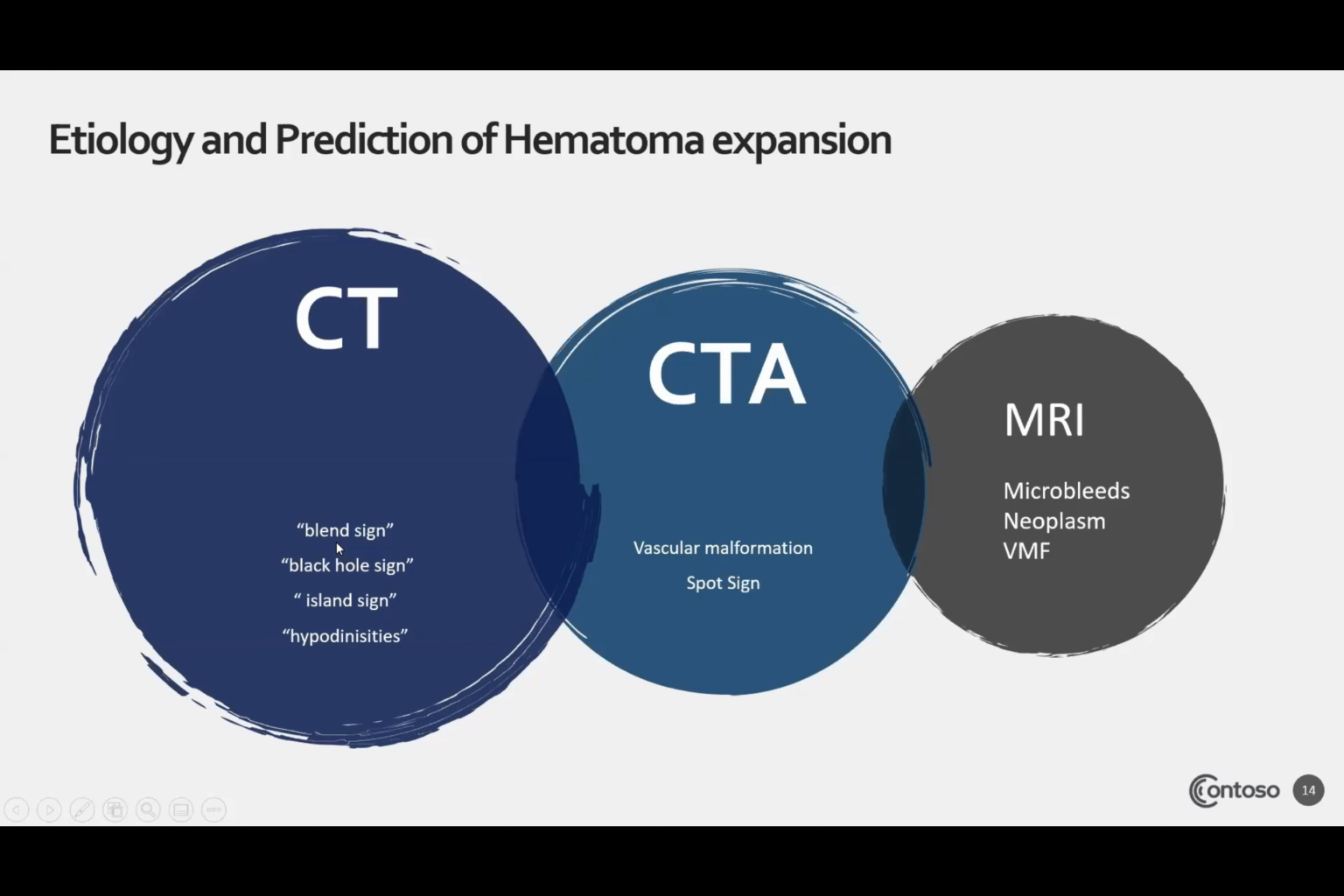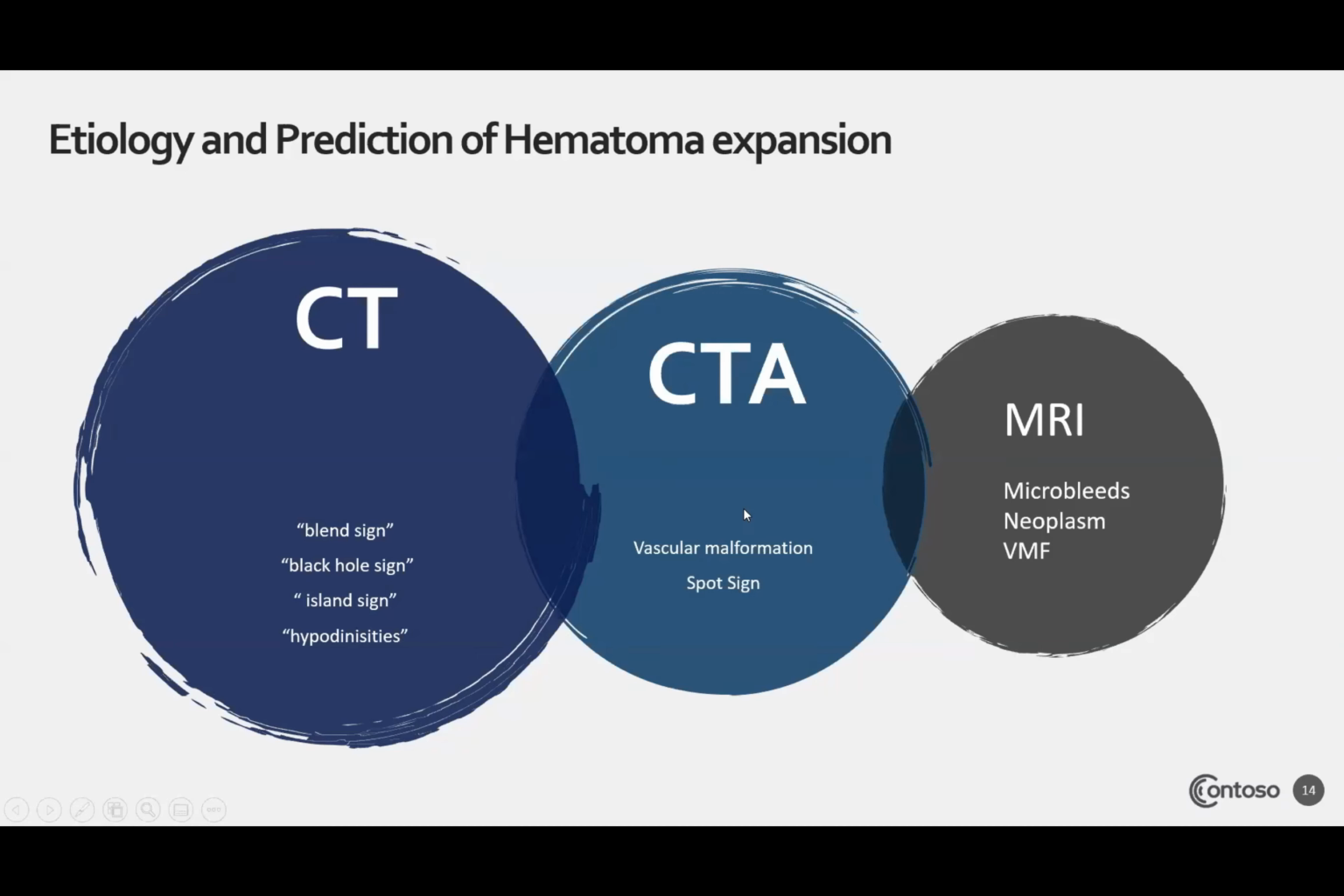Blend sign is where you will see the hematoma having multiple densities. Black hole, like a hematoma with a small dot in it. Island sign and the blend sign are almost the same, but the Island sign will have a clear cut between the two densities or the two hematomas. Hypodensities around the hematoma and within the hematoma.